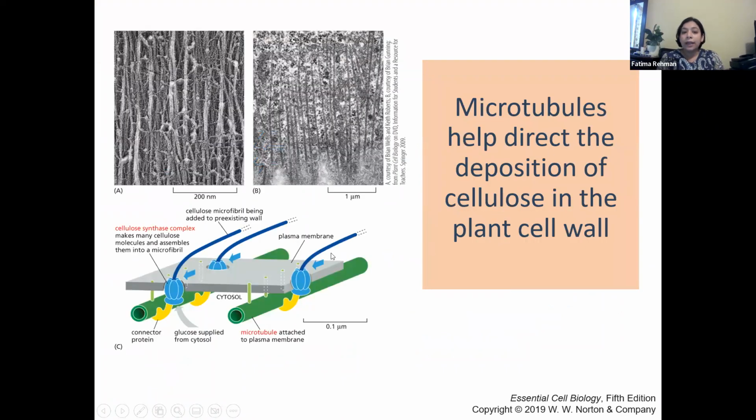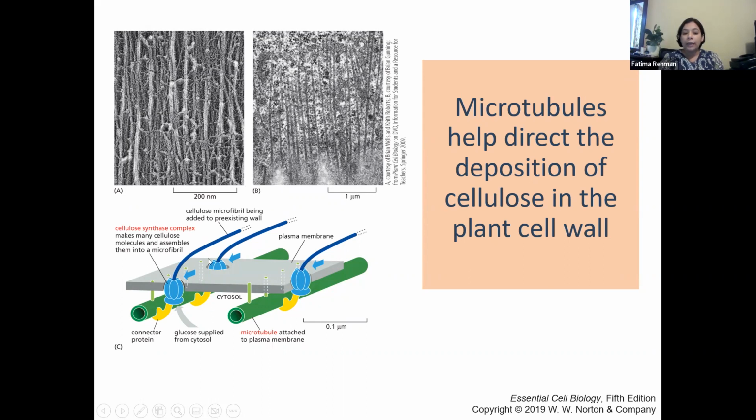The other thing that you have, obviously along with these sugar chains, is that you still need structural support from the typical cytoskeletal structures. And here you have microtubules that help to decide which way these microfibrils are going to be laid down and how they are going to be organized within the plant cell wall. And that in turn will again dictate how the plant will grow.